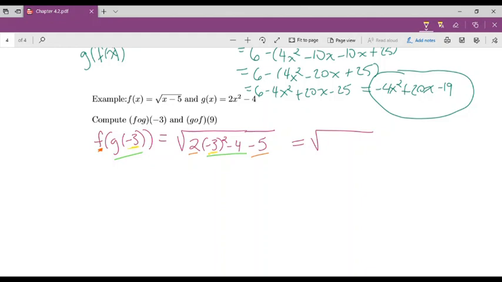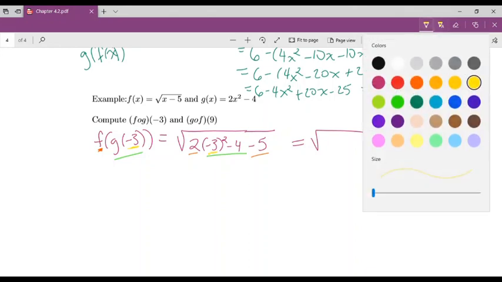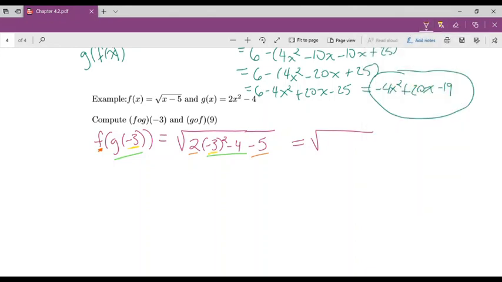Now, like I said, you might not like this method. If you don't, fair enough. I'll show you another method. But let's go ahead and simplify. So, negative 3 squared is going to be a positive 9. Negative 4 minus 5 is negative 9.